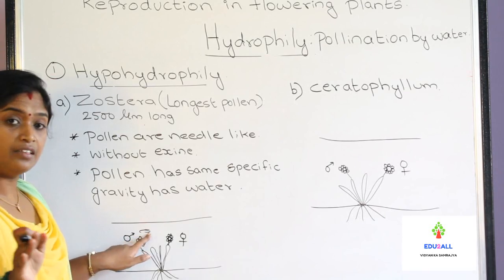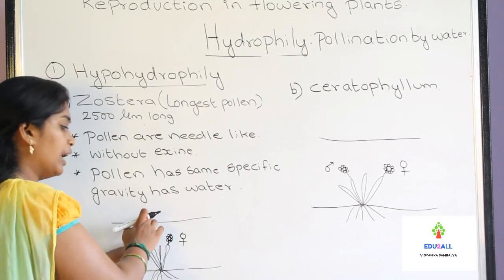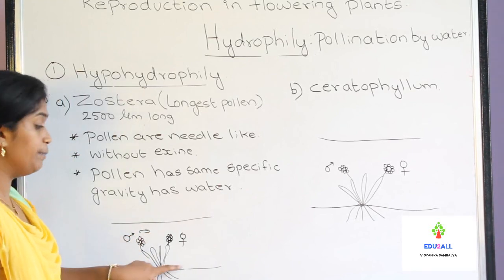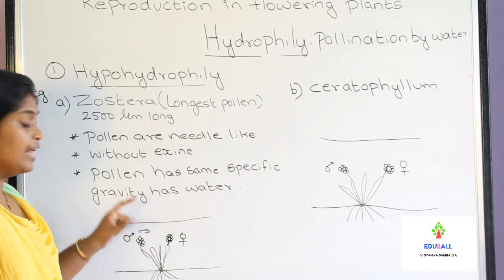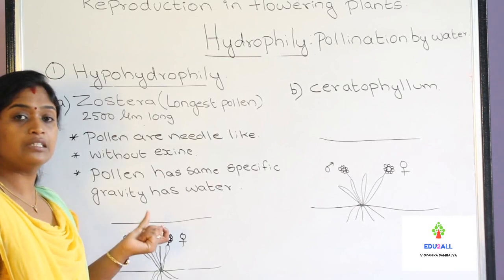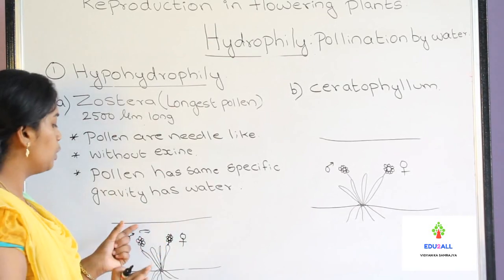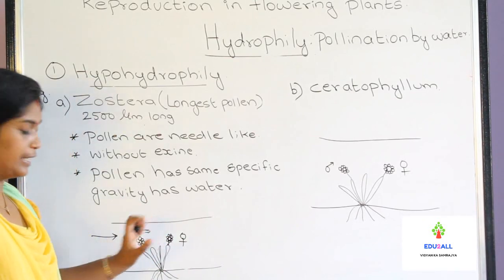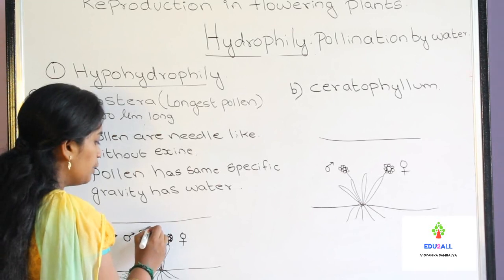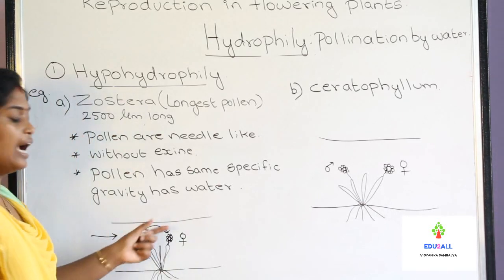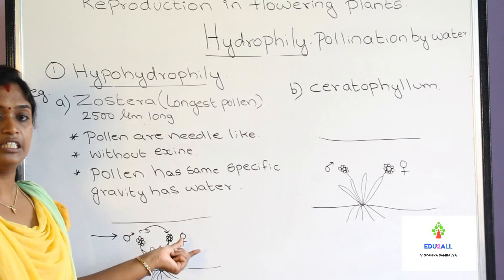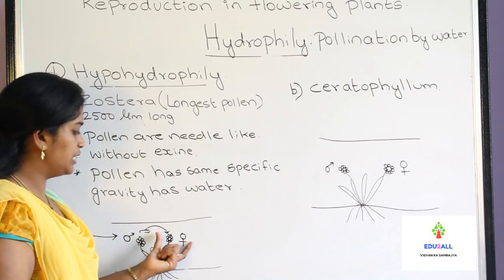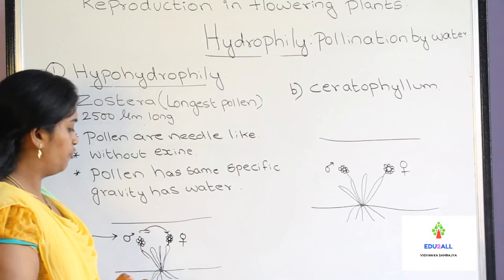If they are lighter than water, they will be at the surface of the water. If they are very dense when compared to the water, they will settle. But instead, these plants have pollen grains with a specific gravity equal to that of the water. If this is the direction of the water current, then these pollen grains will be carried to the female flowers and attached to the stigma of the female flower, which helps in pollination and fertilization of the female flower.